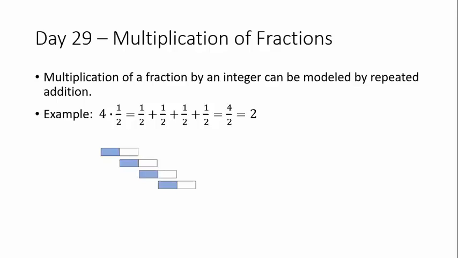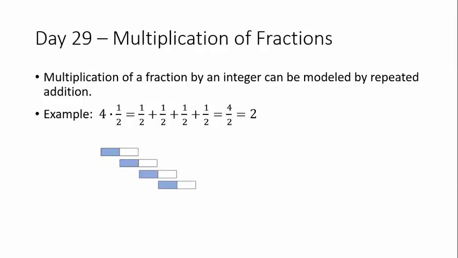We can model multiplication of a fraction by an integer with repeated addition. Our example here is 4 times 1/2. Remember, that's 4 copies of 1/2. So we can express it like this. We see 1/2 repeated 4 times, added together. We learned in our lesson on addition that we add the numerators when we have a common denominator. So we get 4 halves, which is equal to 2.